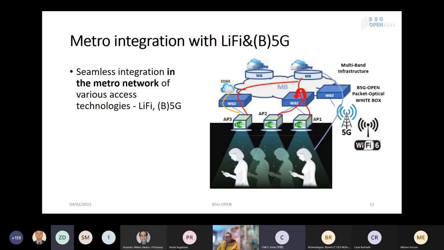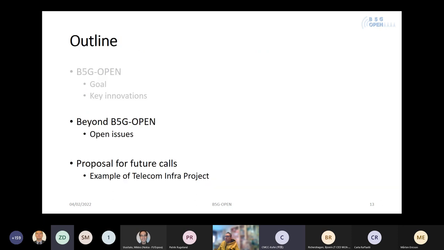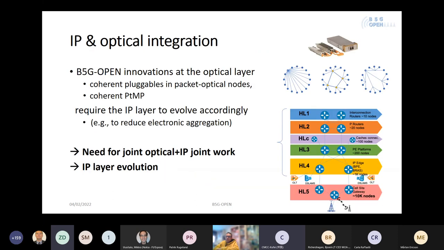Another part of the project is focused on the integration with LiFi technology. So that is a seamless integration of the access and the metro. Okay, so also to avoid, as we have today, a hard stop between the access and the transport network itself. So here, as you can see from the LiFi accesses, you can go directly optical, colored, through to other nodes.